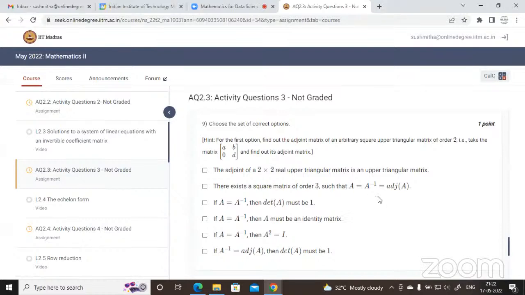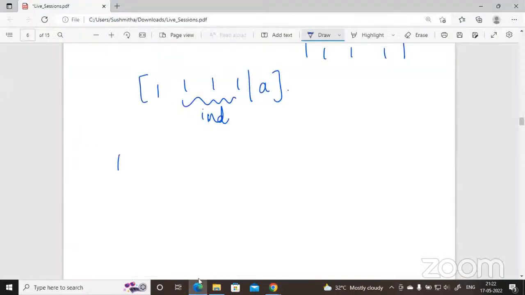Okay, done, ma'am. One thing is for sure: A inverse is equal to adjoint of A means determinant of A has to be 1, and A should be equal to A inverse. I'm not sure. Might be possible, but we don't know.